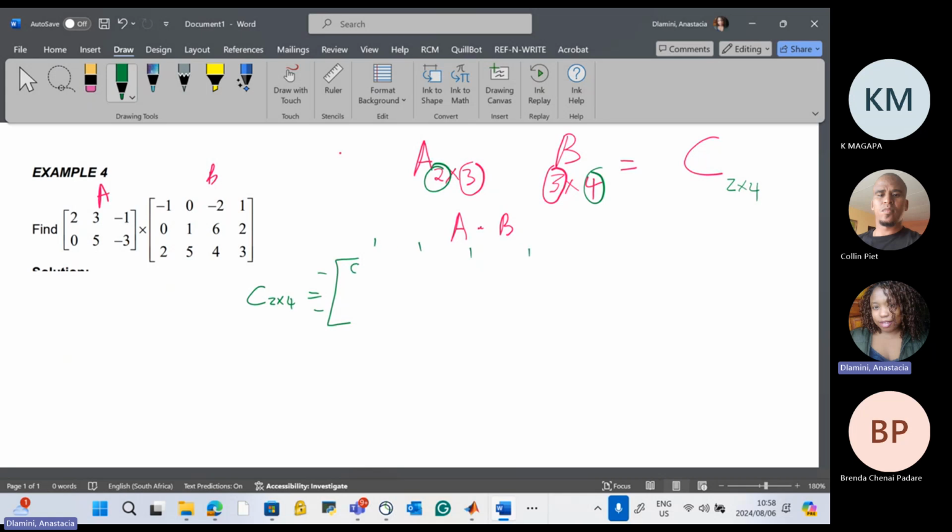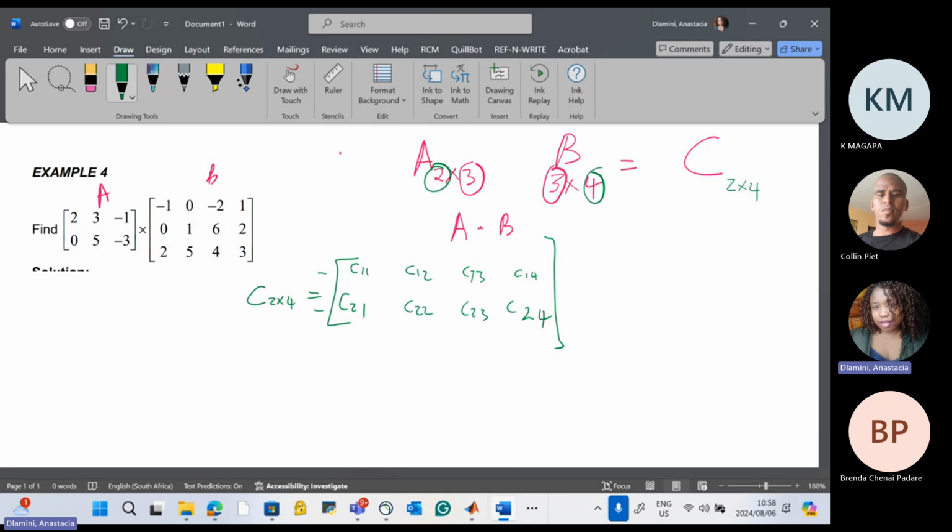So we'll have C11, C12, C13, C14. Then we'll have C21, C22, C23, and C24, not C34, C24. Thank you very much.